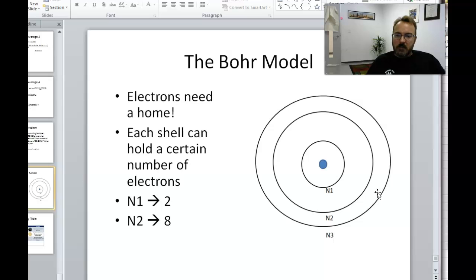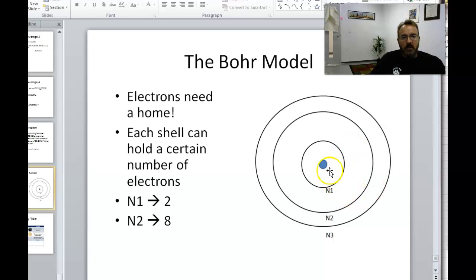And that is basically it. We'll go over the Bohr model real fast. The Bohr model is, it's okay that it's not the most current understanding. It's really simple to explain, and it'll help you understand the difference between valence and core electrons.